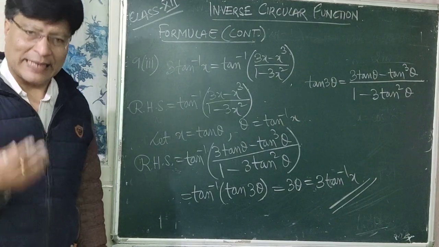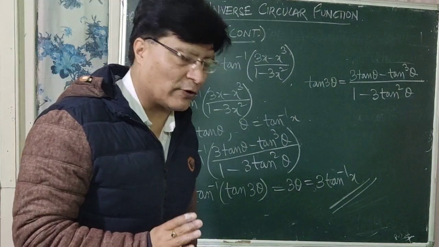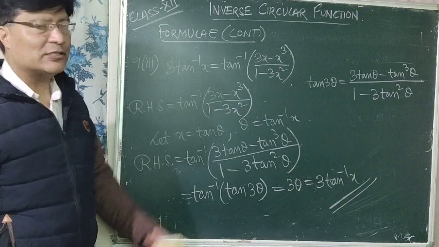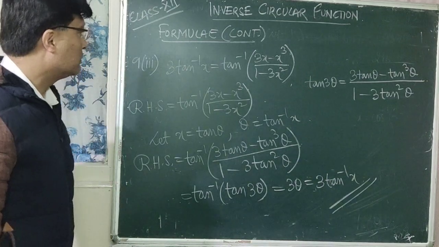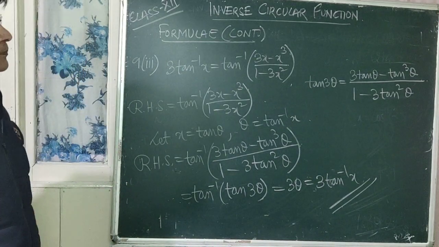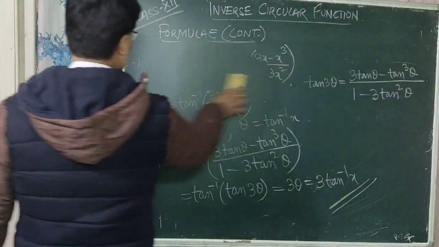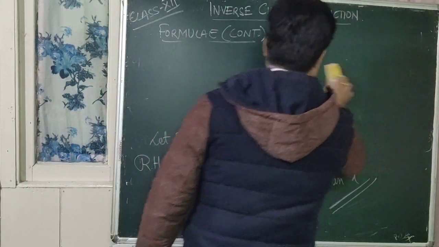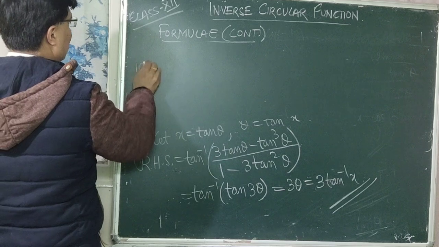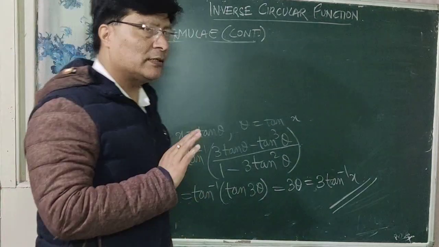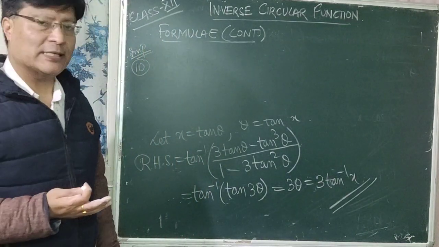So there is the last formula, that is formula number 10. Formula number 10. You have to do it. Okay. That is the last formula in this chapter. So you can copy it. So now the last formula is formula number 10. It is very, very important. You may get the question like this in your HS examination.